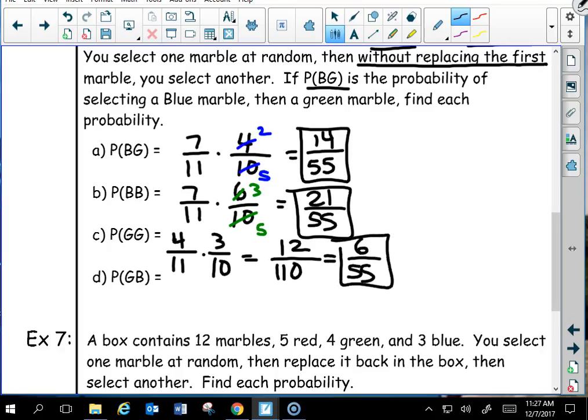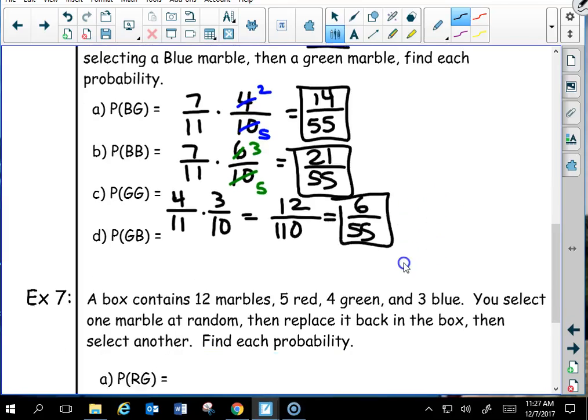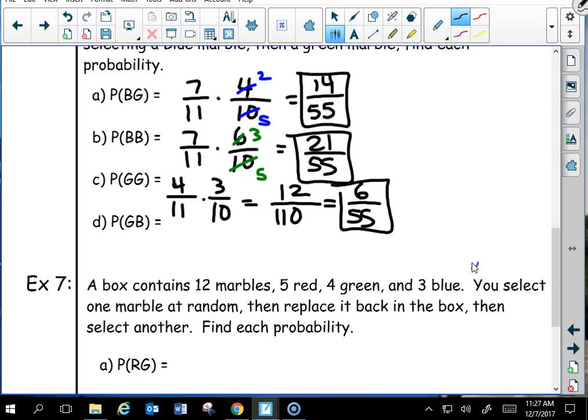And the probability of picking a green and then a blue. So full bag, number of greens 4 out of 11, and we still have the 7 blues that we started with, but the number of marbles went down. And done with that problem.